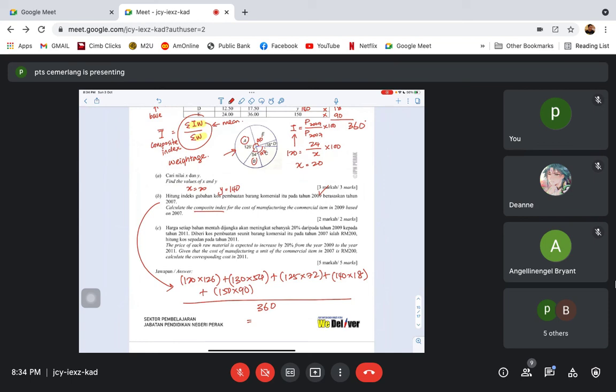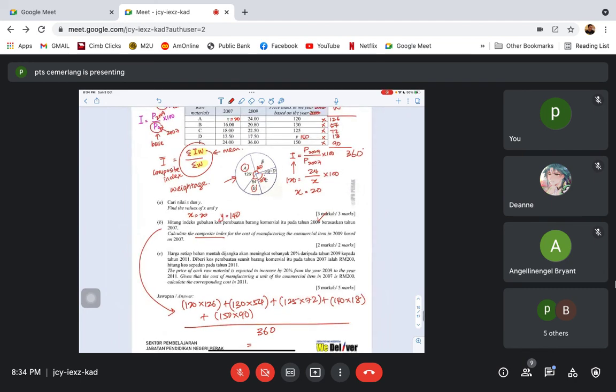Is everyone okay with composite index kah? Are you familiar with composite index? Bolehkah?